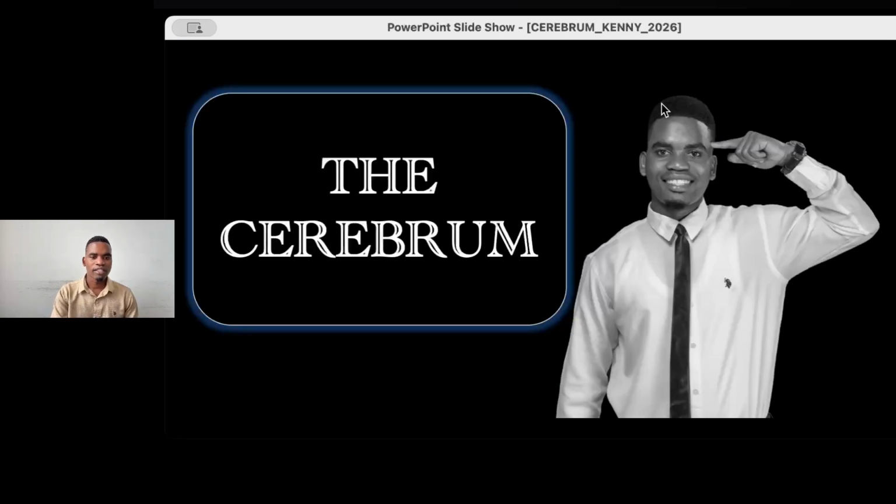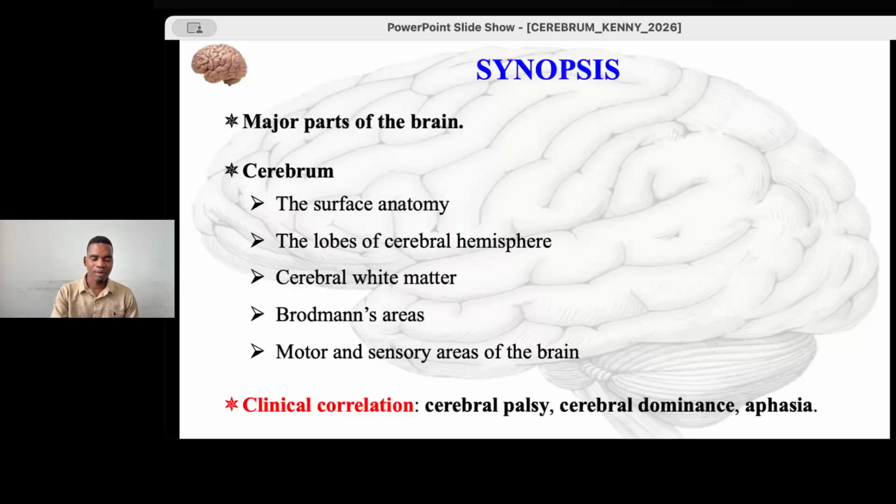Today we're going to talk about the cerebrum, the biggest part of the brain. And to begin with, let's see the outline. So we're going to have a short revision on the major parts of the brain, but our point of focus today is the cerebrum. So we're going to talk about the surface anatomy of the cerebrum. We're going to talk about the lobes of the cerebral hemisphere. We talk about cerebral white matter, Brodmann areas, and sensory and motor areas of the brain.